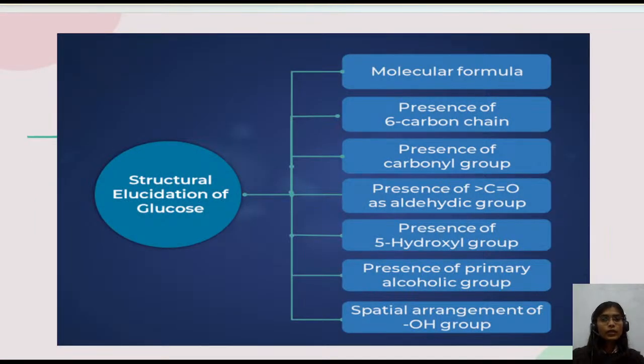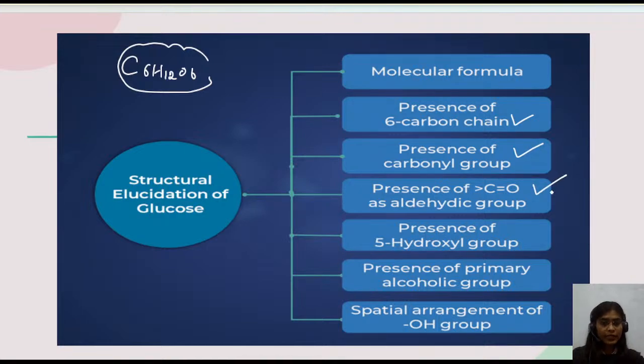In order to observe the structure of glucose, we are now going to check it. The molecular formula part we have already done, that is C6H12O6. Now let's see how to check the presence of 6 carbons in the chain, the presence of the carbonyl compound, the CO group as an aldehyde, the presence of 5 hydroxyl groups, the presence of a primary alcoholic group, and the spatial arrangement of the OH groups. So we are going to discuss them one by one.